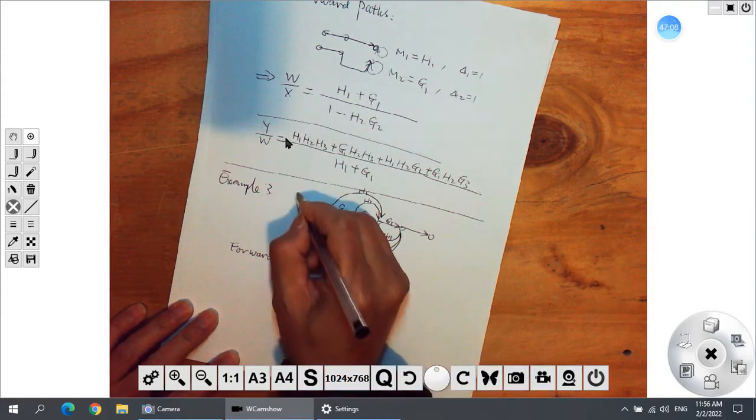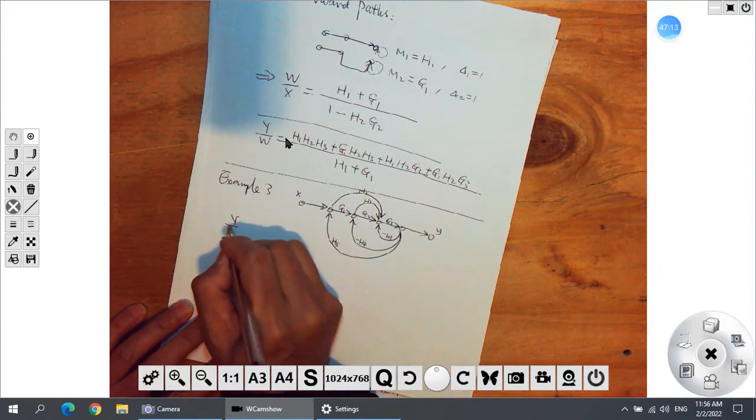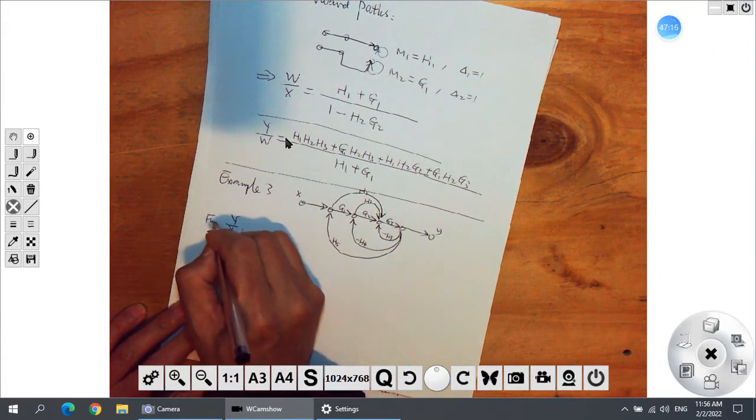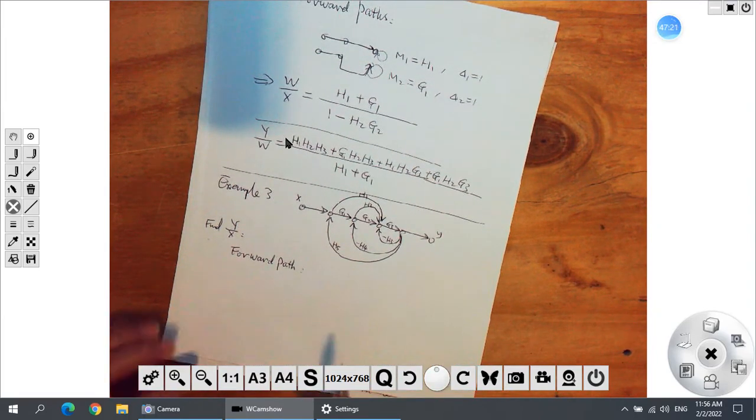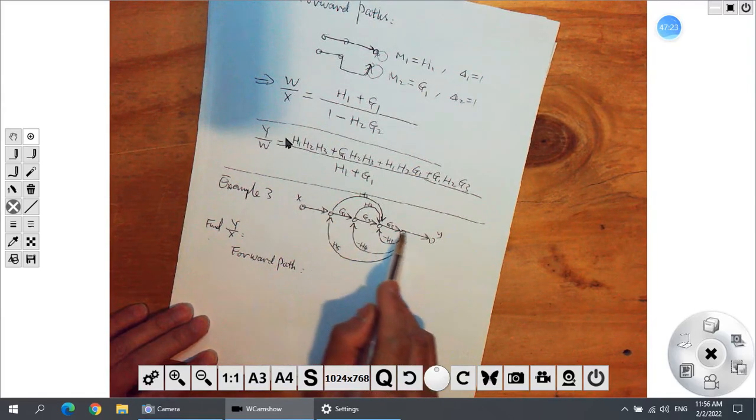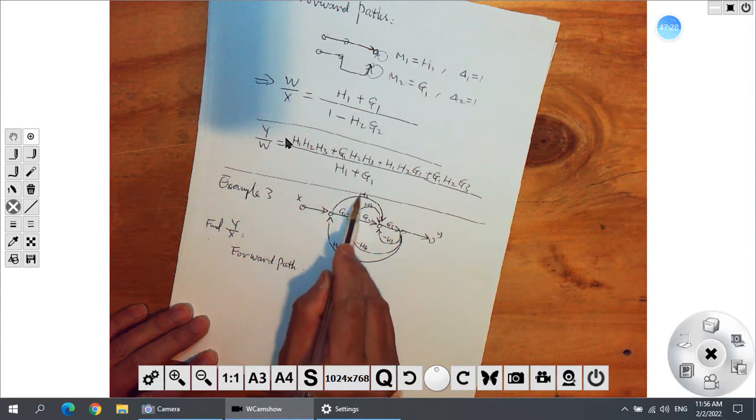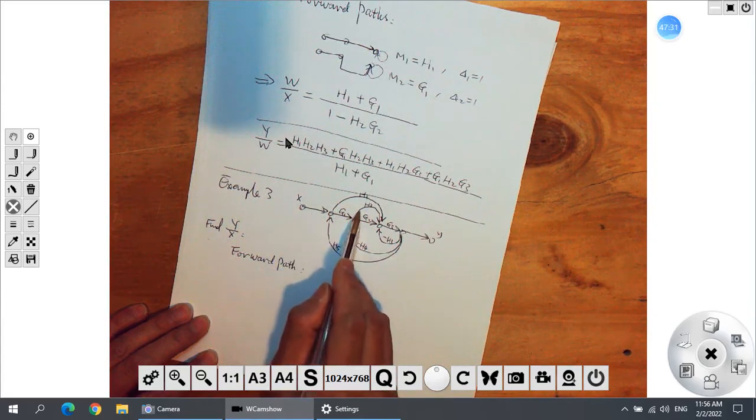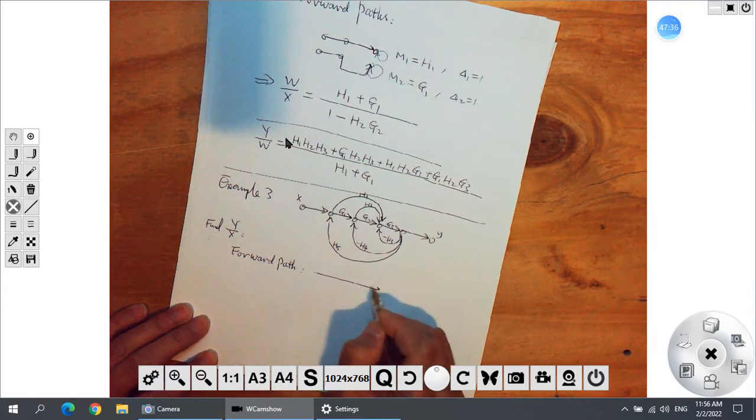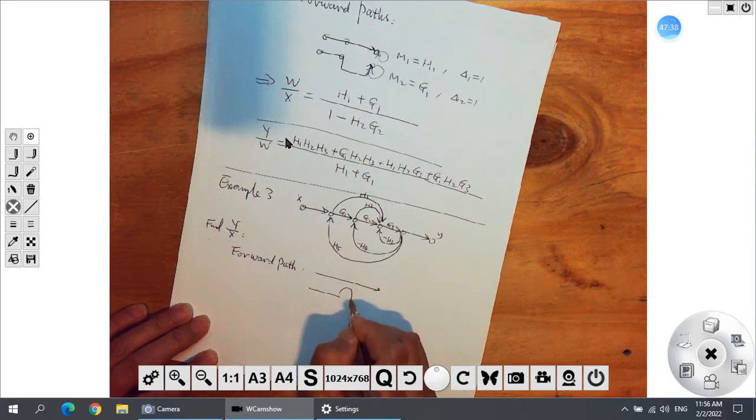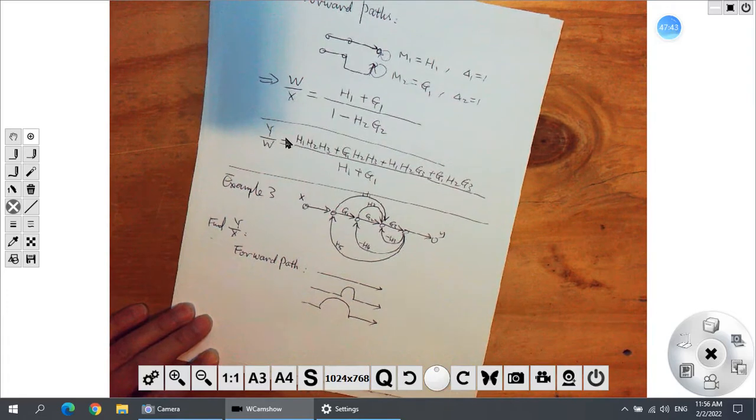Forward path, of course, you know from where to where. Here it's from X to Y. We want to find Y over X. So start from X to Y. The forward path, okay, this is 1, and see here is another one coming up, and here's another one coming up. So I have 1, 2, 3. I have 3 forward paths.